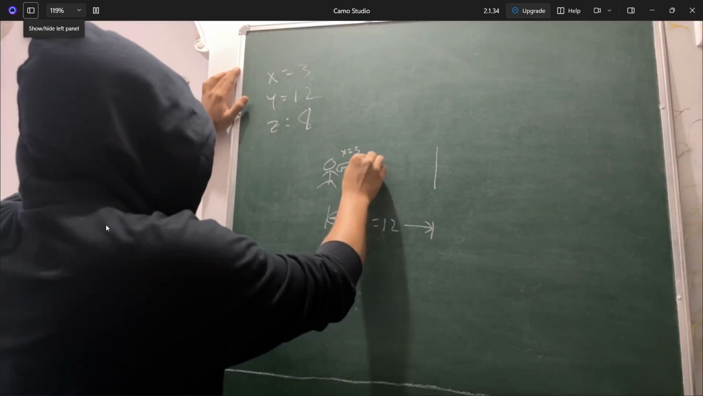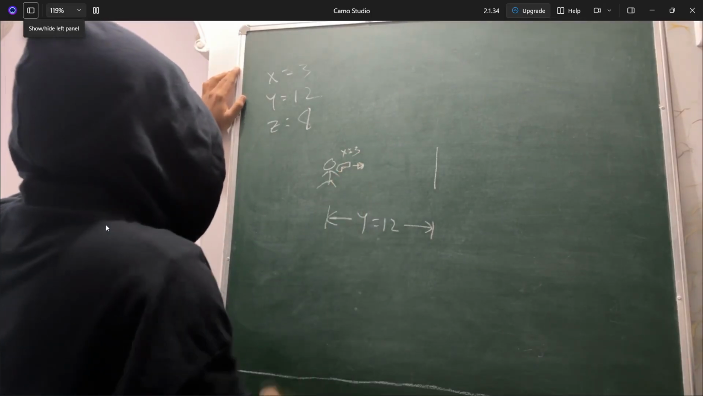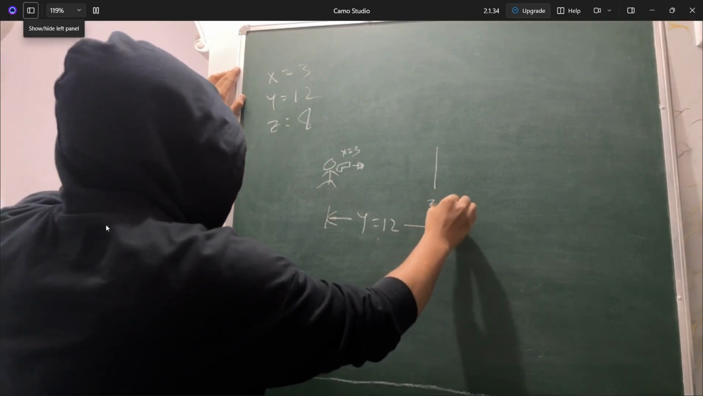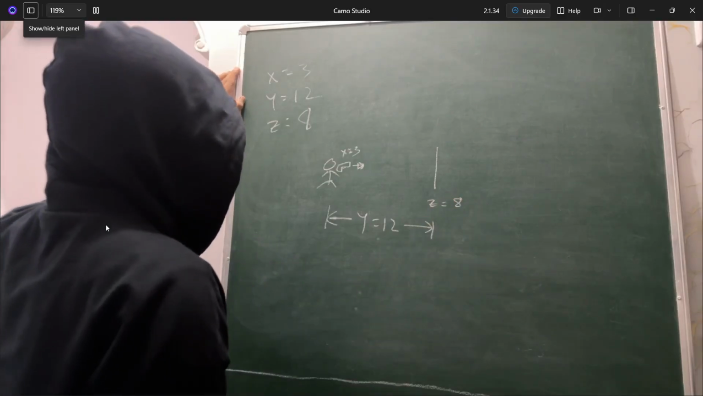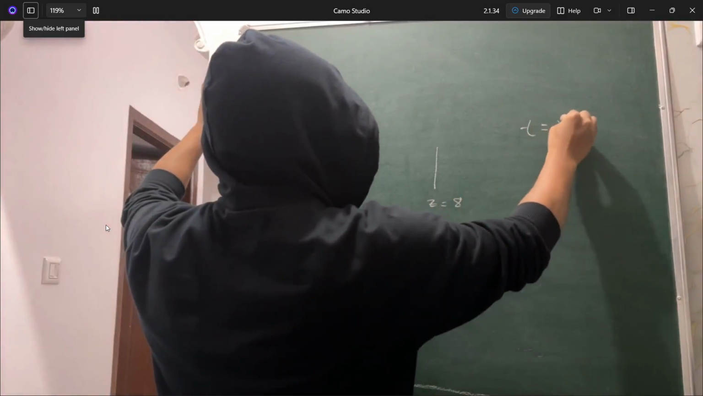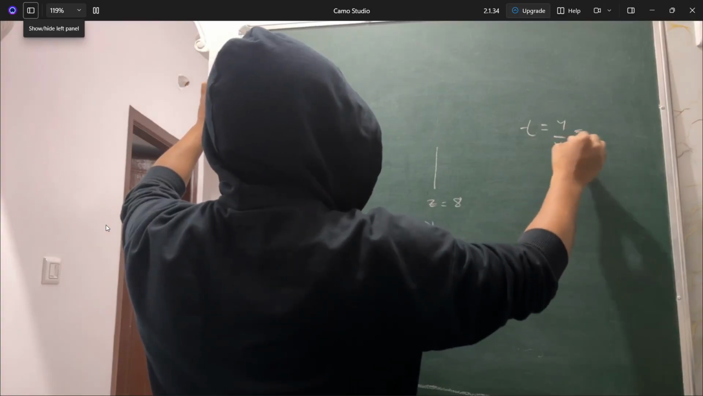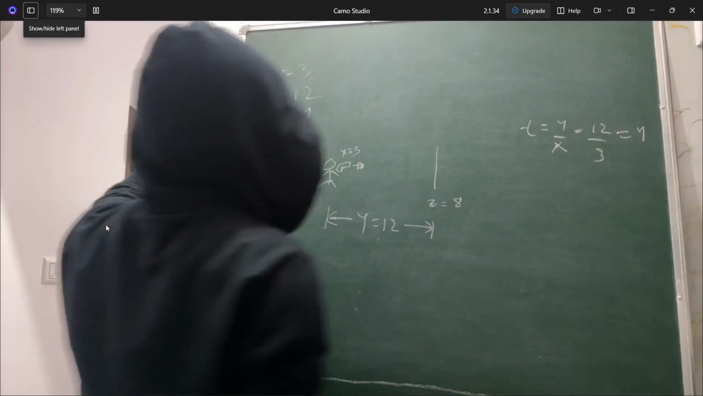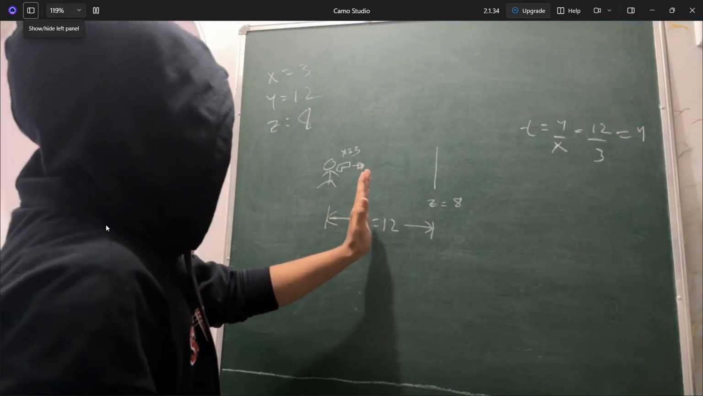Okay, and the time at which it should reach here is greater than or equal to 8. Z is that, basically. So let's try to find the time, which is y by x. What is y? 12. What is x? 3. So 4 seconds. So the bullet will actually take 4 seconds to reach.